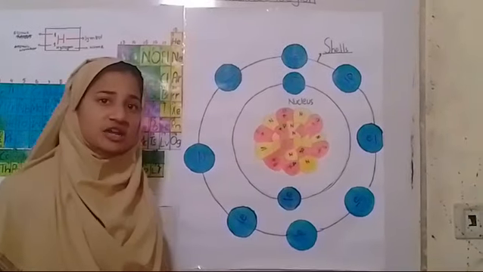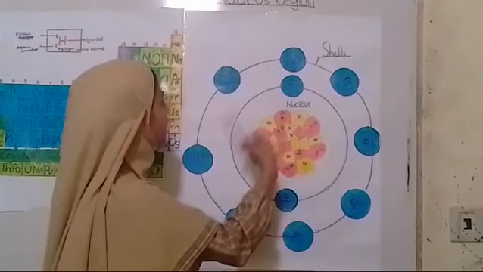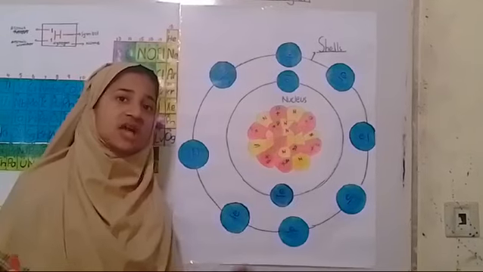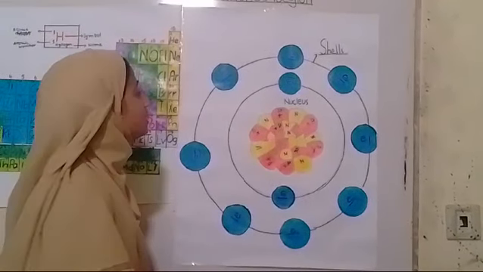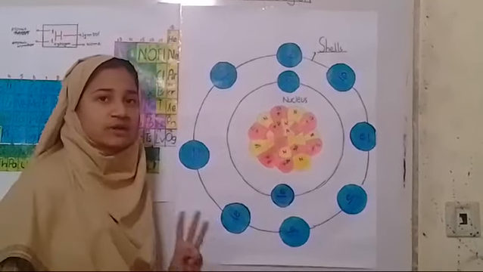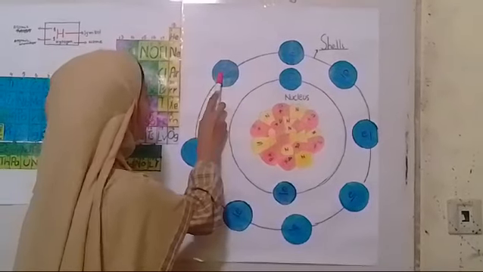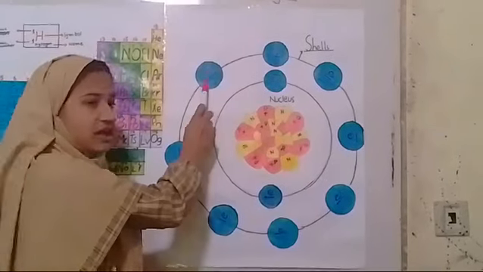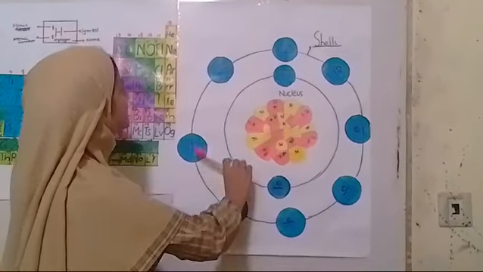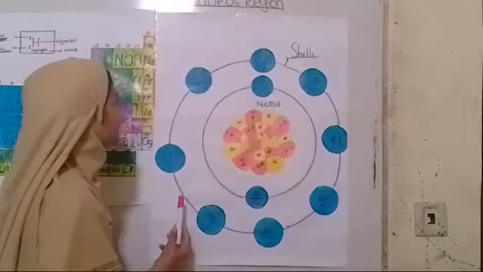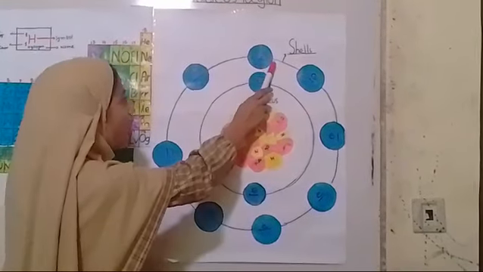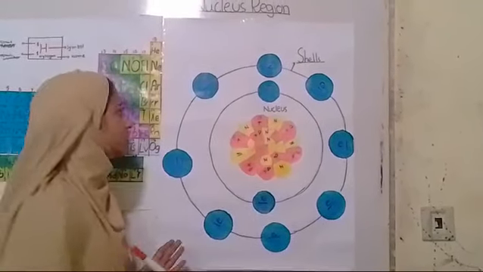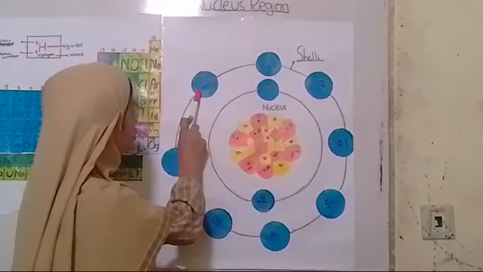The different particles found in an atom are called subatomic particles. There are three subatomic particles: electron, proton and neutron. First of all, the electron. The electron is present in the outer region of the nucleus, called the shell or orbit. The electron has a negative charge.